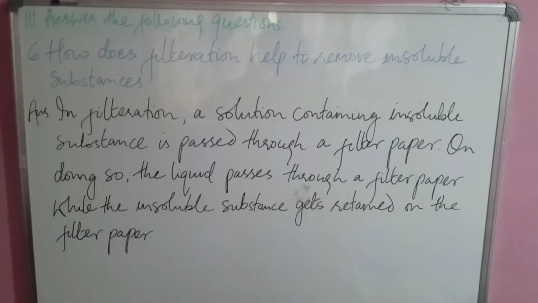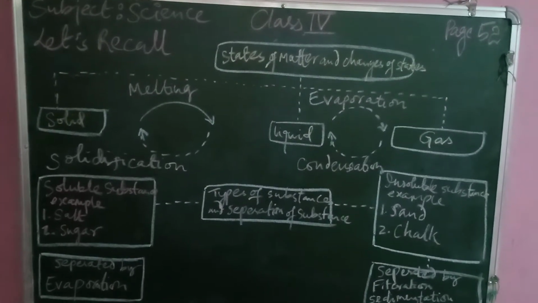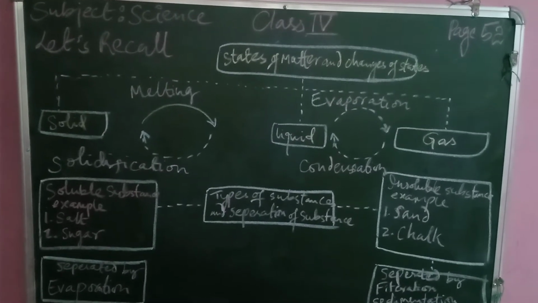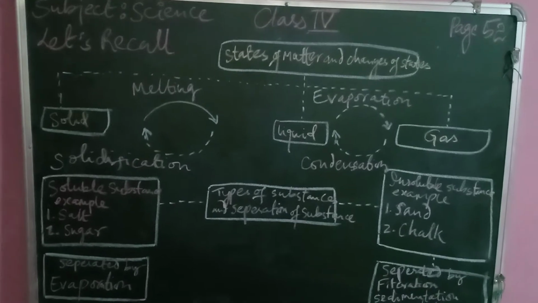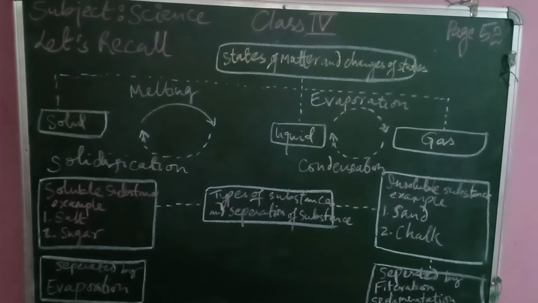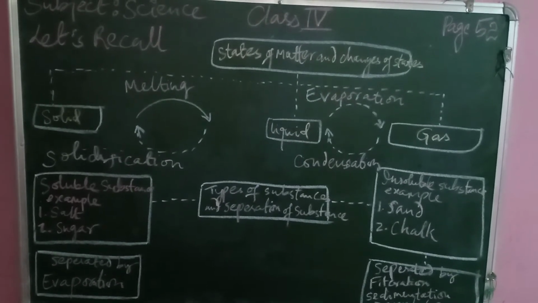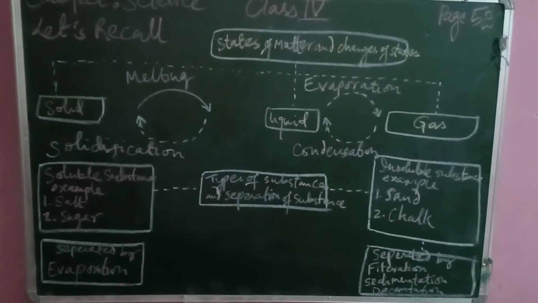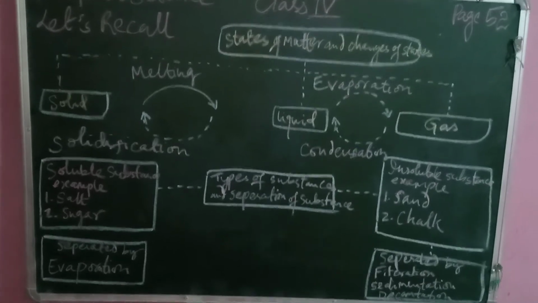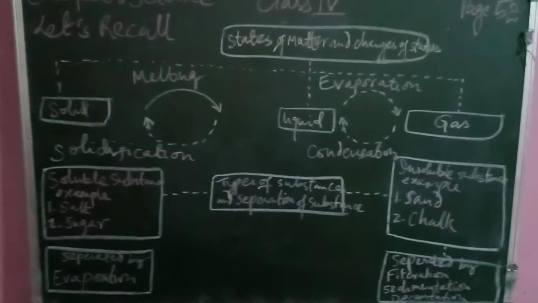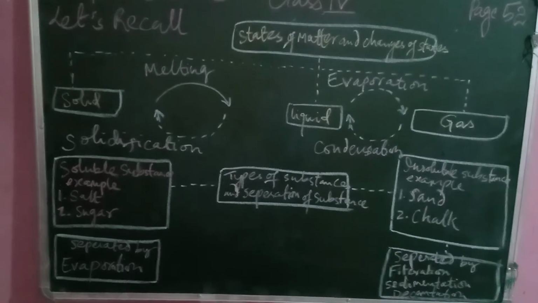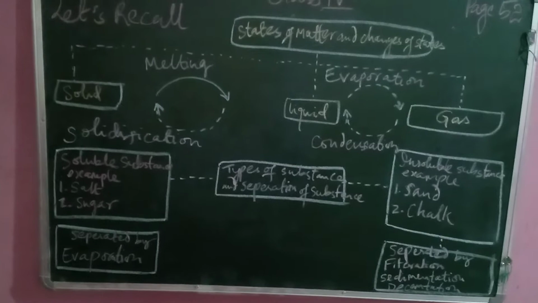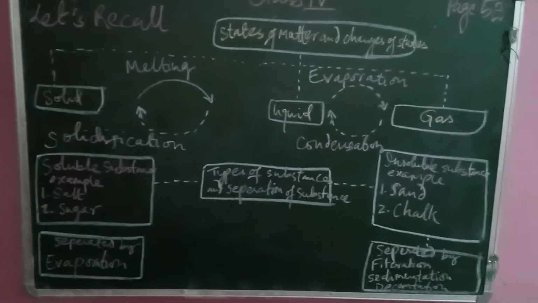Moving on, let's recall the questions. States of matter and changes of states. There are three states of matter: solid, liquid and gas, as you all know. And the changes of states are melting, solidification, evaporation and condensation. After that we have soluble substances, for example salt and sugar, which are separated by evaporation.